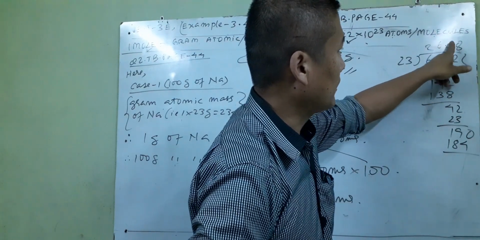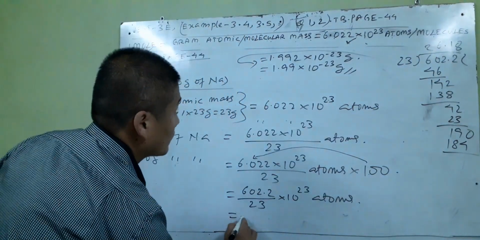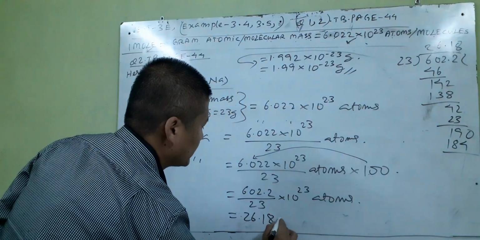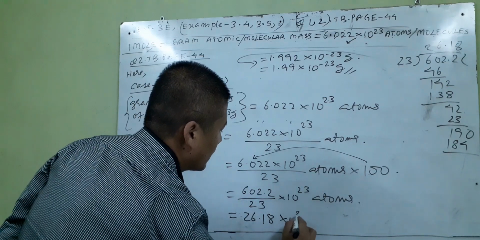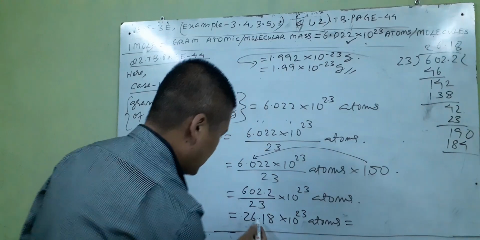Even though there are 2 now, we're going to bring it here because we want to maintain standard form. So this will give you 26.18, divided into 10 to the power 23 atoms. So write this in standard form. There will be a decimal point coming here.